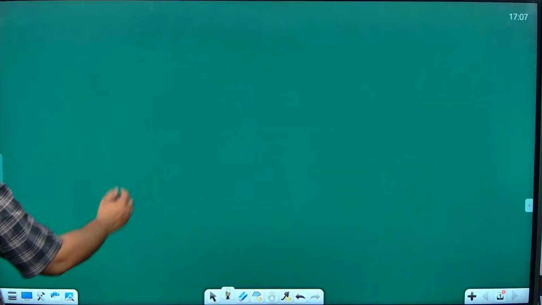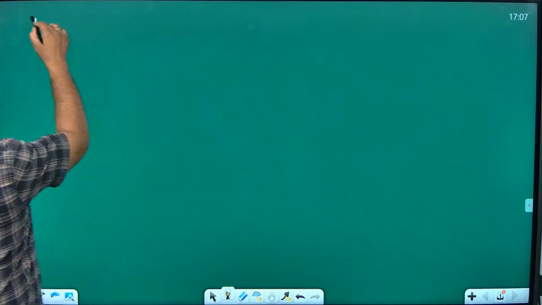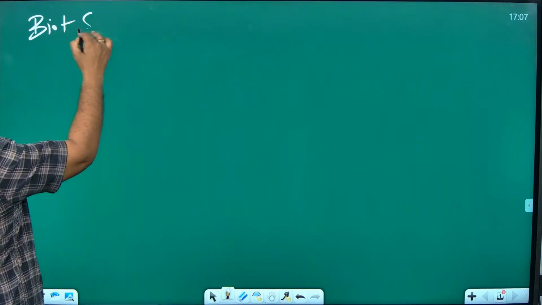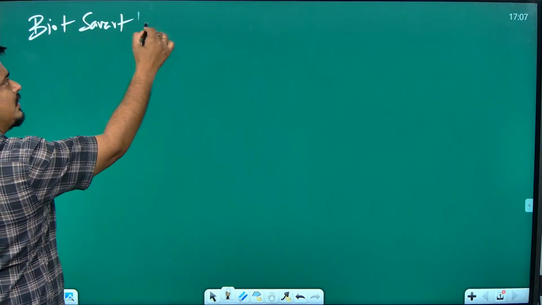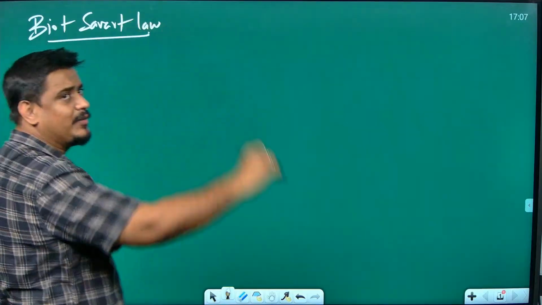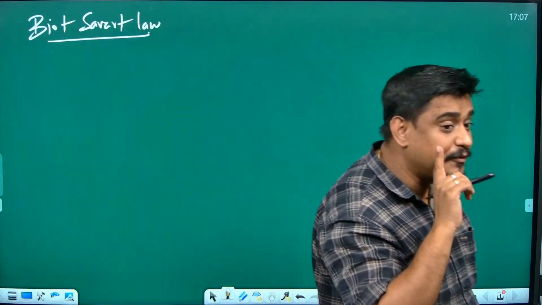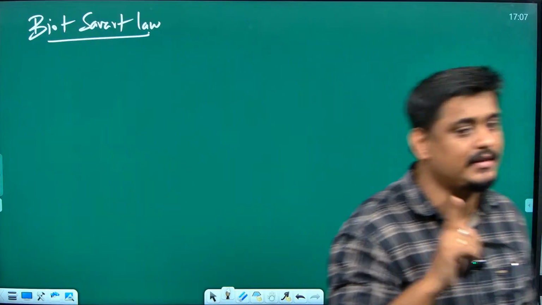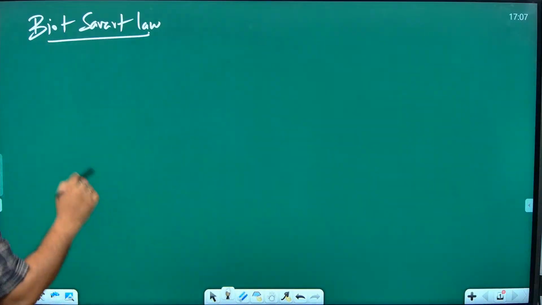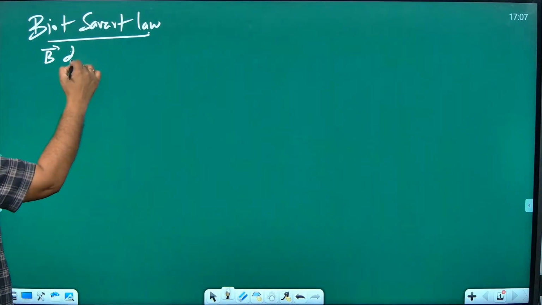First part, you're going to learn about finding magnetic fields. Second part, you're going to learn about finding forces and torques. So let us start with the first topic in this chapter. The first topic is Biot-Savart law, if you remember. So Biot-Savart law, why is it used? It is used to find the magnetic field due to a current element. Remember that.